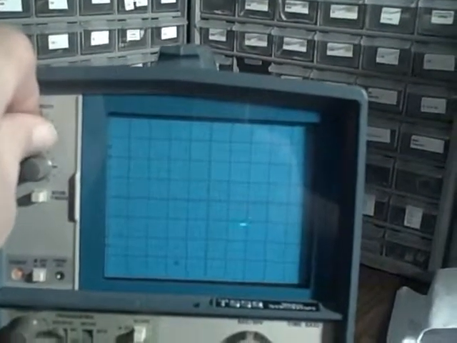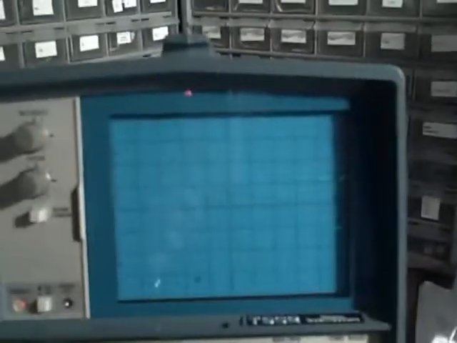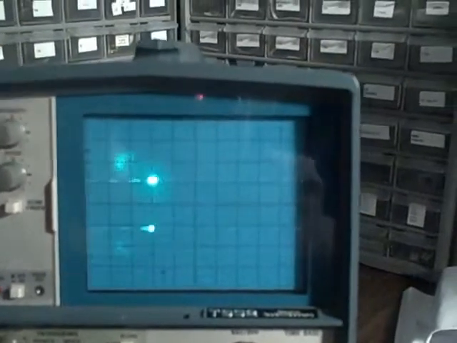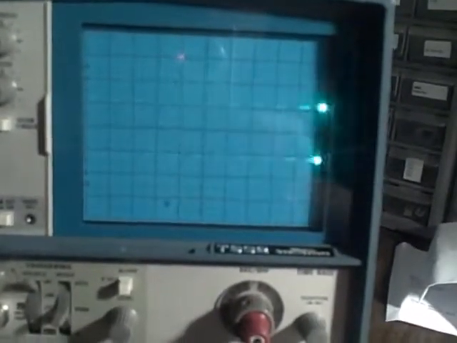All right, we are on the 0.1 second per division setting. It's a very slow setting, and it's kind of hard to see because phosphor doesn't retain the trace long enough. I can turn up the intensity, and you can kind of make out the dashes. And what I can see here is that, yes, it is completing a complete cycle within a division.